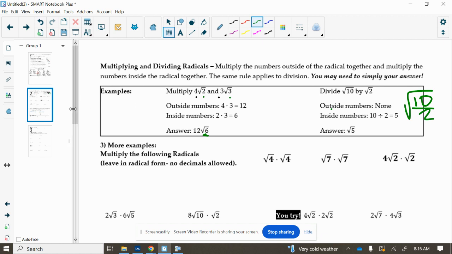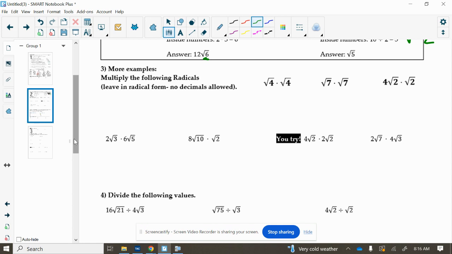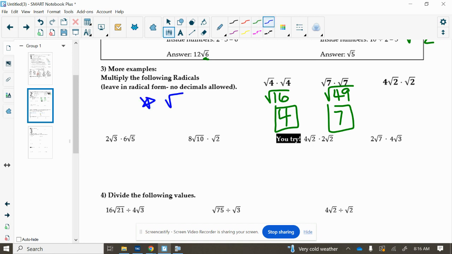All right, so looking at some more examples with multiplication, notice what's happening on these first couple examples. 4 times 4 is 16. That's a perfect square, so we break it down to be 4. 7 times 7 is 49. Again, a perfect square. We get 7. So notice there's kind of this little rule here. Anytime you multiply a square root by itself, what ends up happening is the number under the radical is your answer.